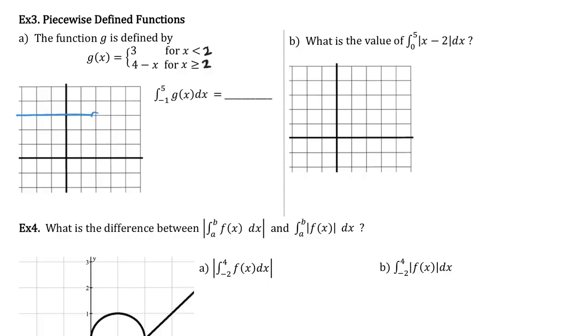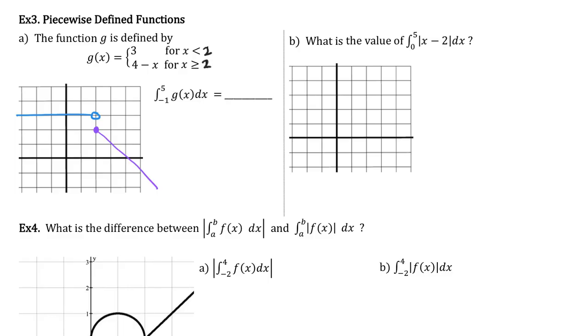X is less than 2 is the open circle. Okay, g of x is the line 4 minus x. Line 4 minus x has a y-intercept of 4. It goes down this way for x greater than or equal to 2. So I'm going to plug in 2. 4 minus 2 is 2. So this graph starts at (2, 2). The slope is negative 1, so it's going to go this way.